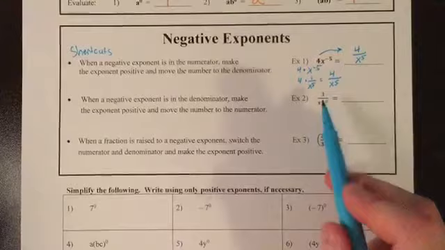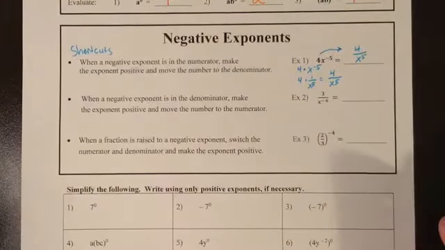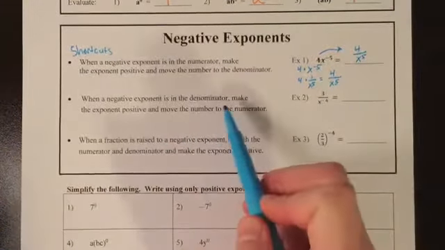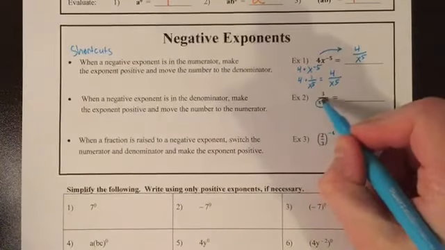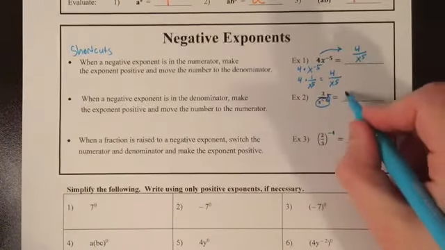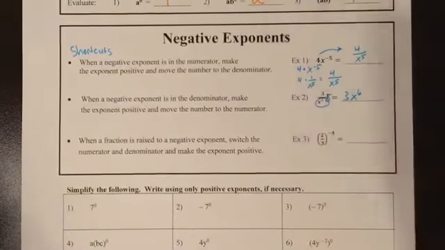Okay. Example 2, 3 over x to the negative 6. When a negative exponent is in the denominator, make the exponent positive and move the number to the numerator. So we're just going to take this, move it up top, and make that exponent positive. Boom. There we go, 3x to the 6th. Nothing has to happen to the 3.